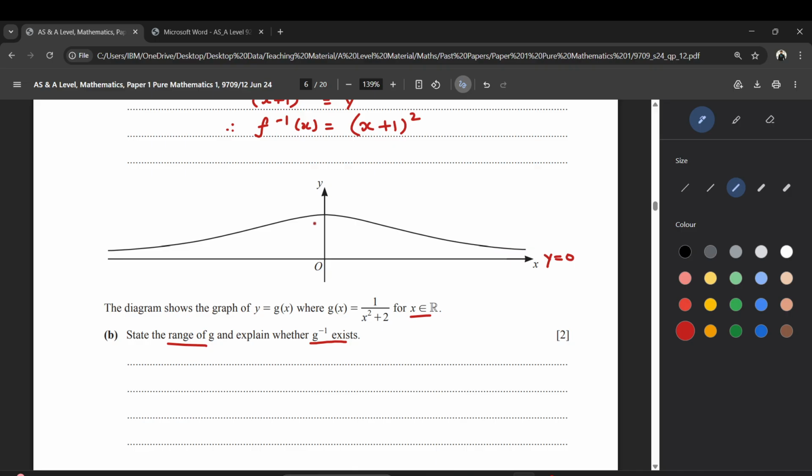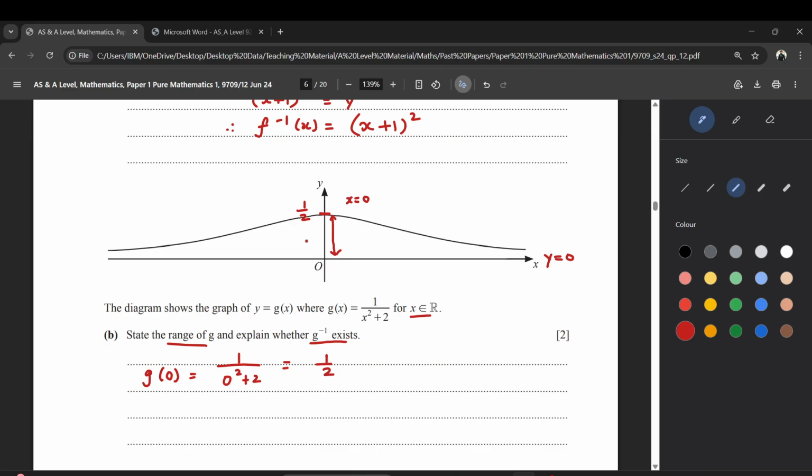Secondly, I can see that the maximum value of y goes until this point, and at this point your x is 0. So if I plug in the value of x in this function, g of 0 is equal to 1 upon 0 squared plus 2, that gives us 1 upon 2. So this value over here is 1 upon 2. So this is the maximum value. The range is therefore going to be between these 2 points, between 0 and 1 upon 2.